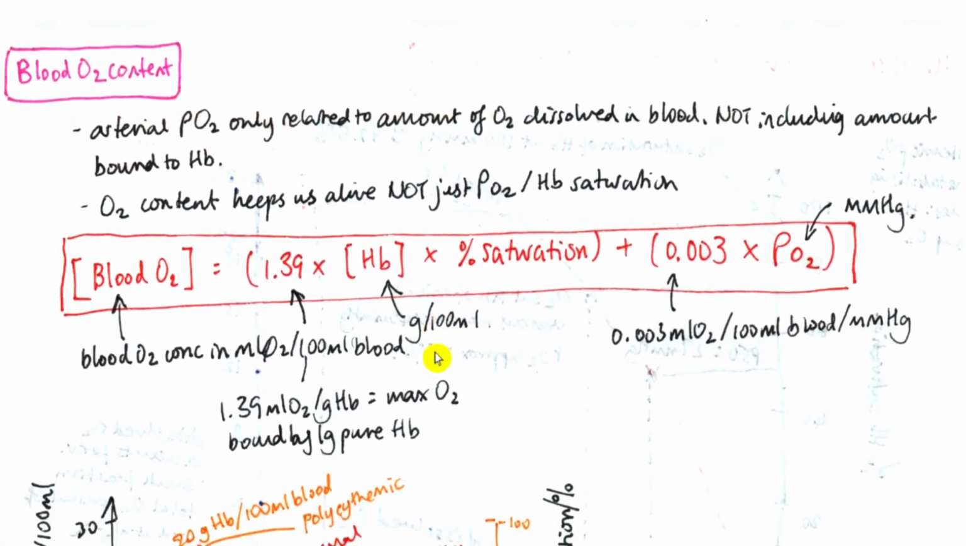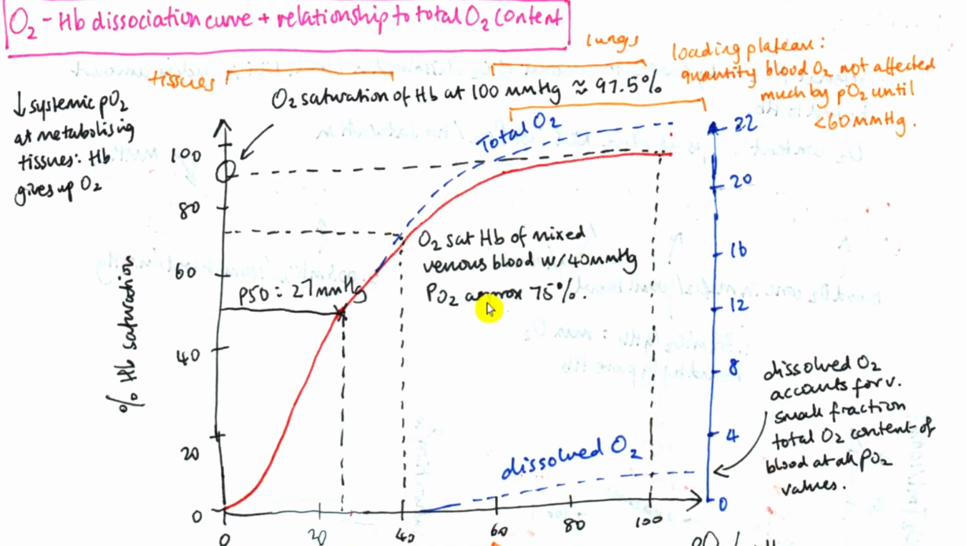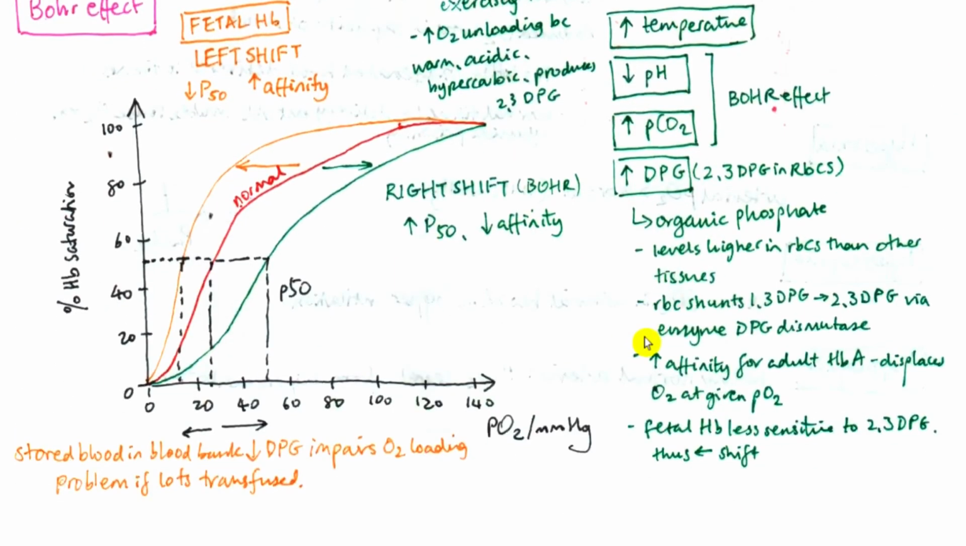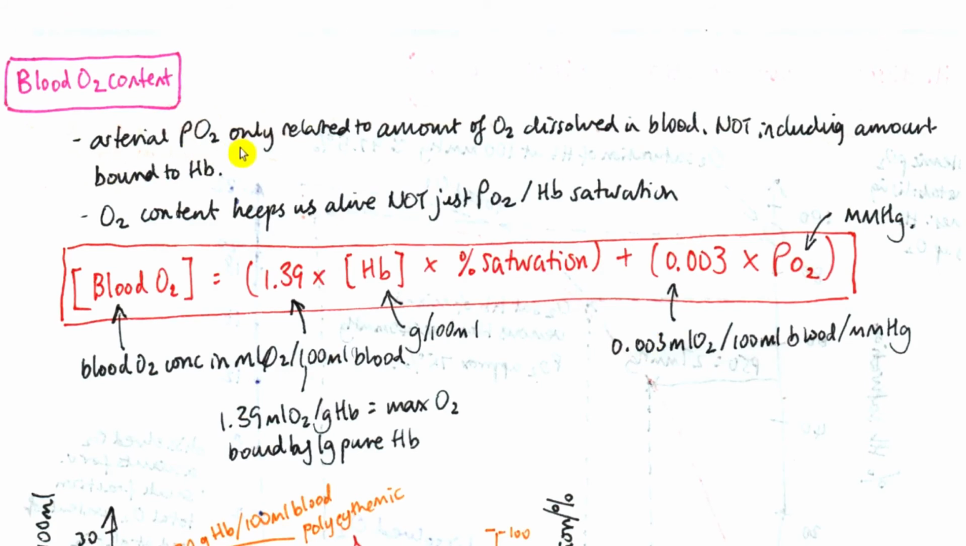Now oxygen content. We've said from this graph that although most of the oxygen is bound to hemoglobin, there's still some that's dissolved. So how do we calculate the total blood oxygen concentration? The arterial partial pressure of oxygen is only related to the amount of oxygen dissolved in the blood, not including the amount bound to hemoglobin. The oxygen content keeps us alive, which is not just the partial pressure of oxygen or hemoglobin saturation, so we do need to consider the total oxygen content.